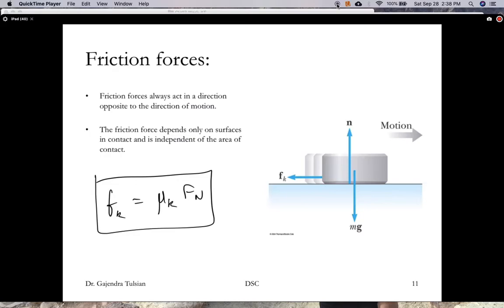The friction force depends on the two types of surfaces in contact and is independent of the area of contact. So as long as the two materials are the same, roughly speaking, the size won't matter. The friction force is only proportional to the normal force, which is equal to the weight in this situation. And you can see that the friction force is also independent of the velocity.